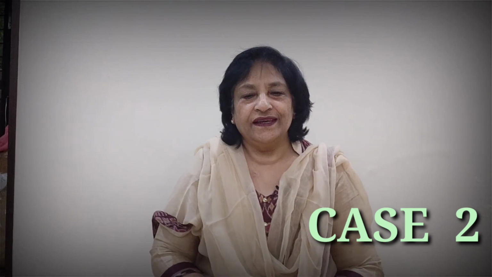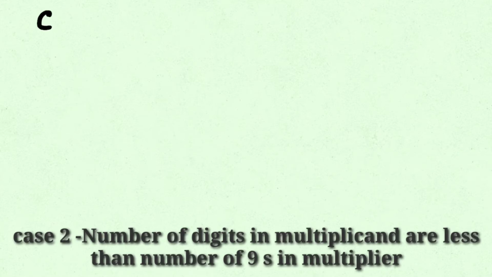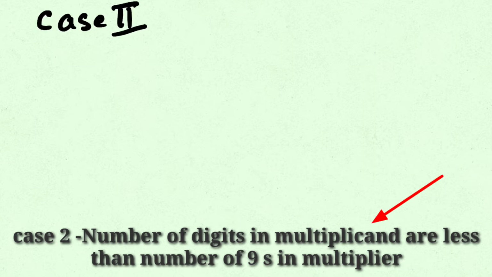Case number 2. Here we have number of digits in the multiplicand less than the number of 9s in the multiplier. Now let's take case 2. In this, the condition is that the number of digits in the multiplicand are less than the number of 9s that we have as multiplier. Now let's take an example, 436 to be multiplied by 9999.